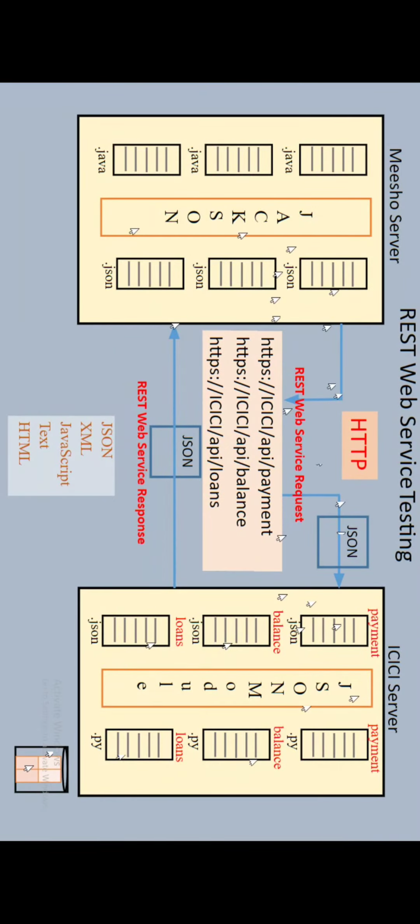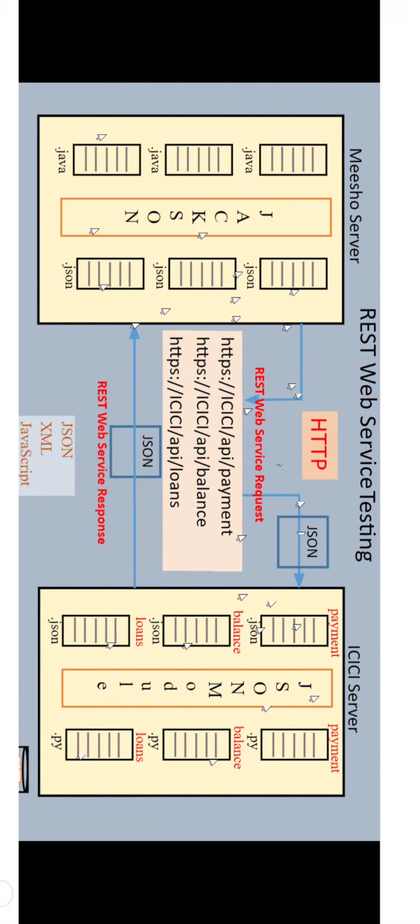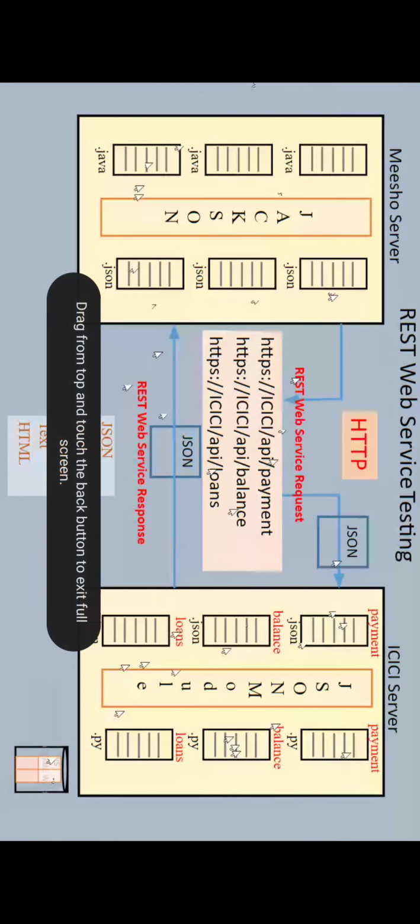The same response will go to the Meesho server and be stored in JSON format. Then with the help of the Jackson parser tool, we convert JSON into Java. This process we call deserialization again. Now it is converted into Java, and then it will give an HTTP response to the browser. So that's how it will work.